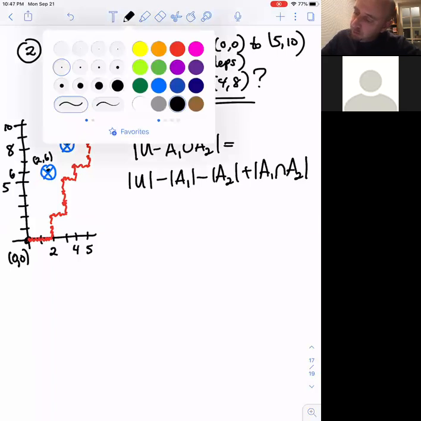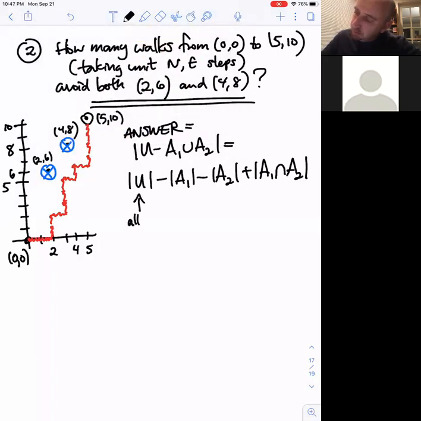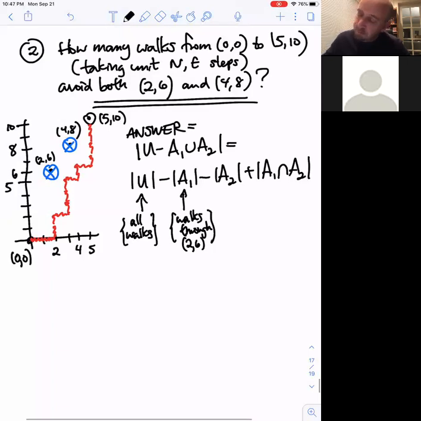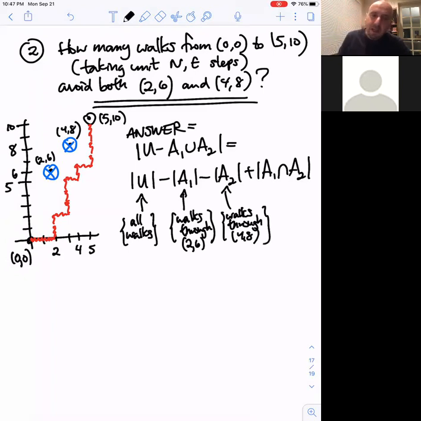And let me just save a little space by saying what these sets are right here. The universe is all the walks where I don't care whether they go through any of the bad points. A1 is the walks that go through 2,6. They're bad because of that. They might go through 4,8, I don't care, but they at least go through 2,6. And A2 is the walks that go through 4,8. And remember, we feel good about those sets as things we're going to be able to calculate, because we have some experience from when we were just avoiding going through 2,6. We did figure out how many of them went through 2,6 as some product.